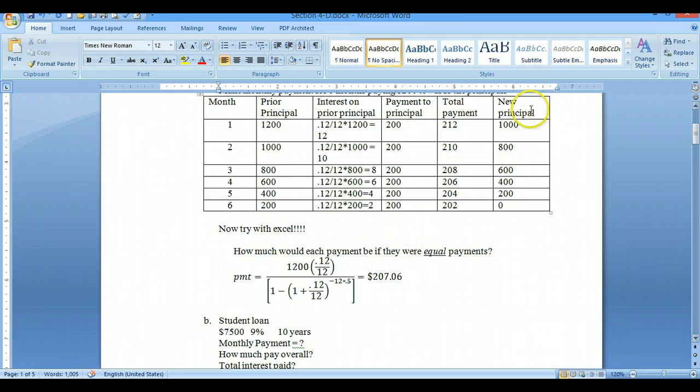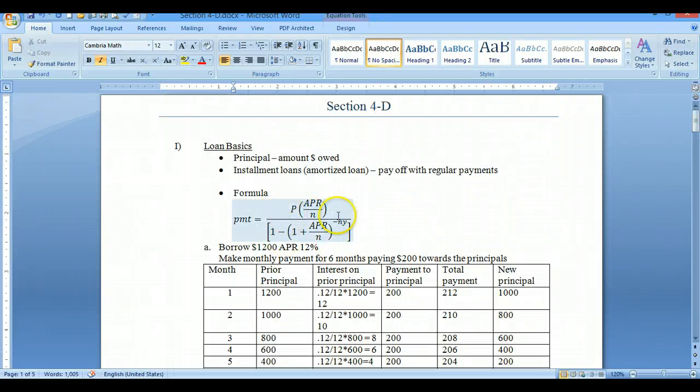Notice how our payments change. It started out at 212 and then 210, 208, 206, 204, and 202, which gets kind of confusing. If you were really a bank doing this, or making these payments, it's kind of weird. You want to know exactly what to expect every month. So that's where our formula comes in handy, which we have up here.